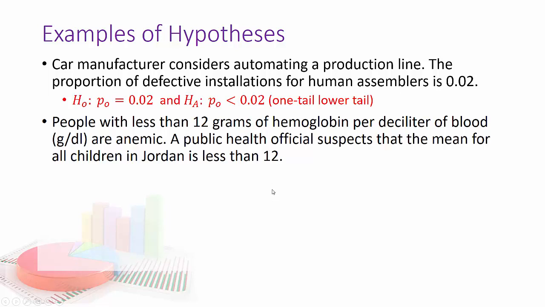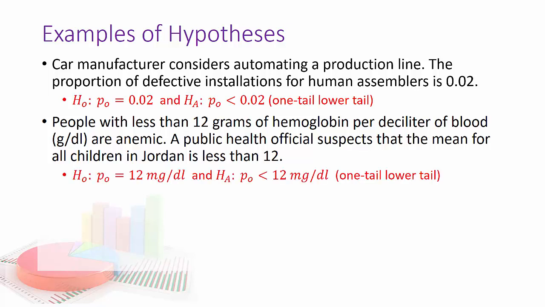People with less than 12 grams of hemoglobin per deciliter of blood are anemic. A public health official suspects that the mean for all children in Jordan is less than 12. All right. So our null hypothesis is that people are not anemic, that they do have 12 grams per deciliter. I'm not too worried about more than, okay? My alternative is that they are anemic, that they have less than 12 grams per deciliter. So this is also a one-tail, lower tail test.